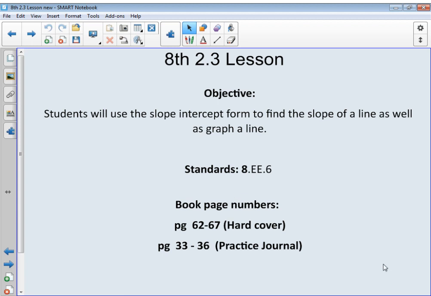This is our 8th grade lesson 2.3. This is actually a 2-day lesson, so I've split it into 2 separate videos. In this lesson, students will use the slope-intercept form, or the y-intercept form, to find the slope of a line as well as graph the line. The standards covered in this lesson are 8.EE.6. The book page numbers out of the hardcover book are pages 62 through 67 and pages 33 through 36.